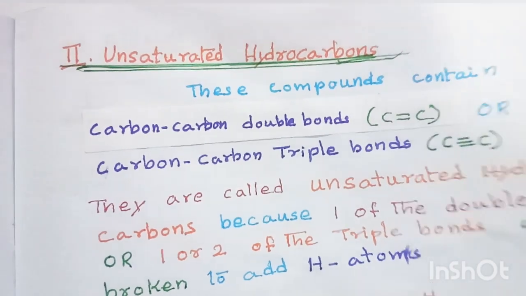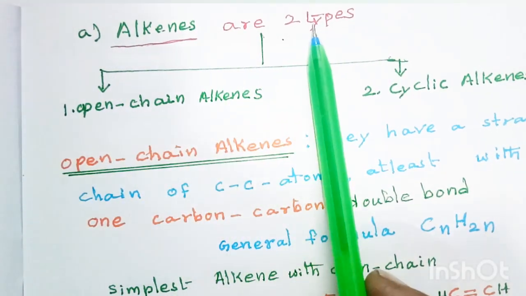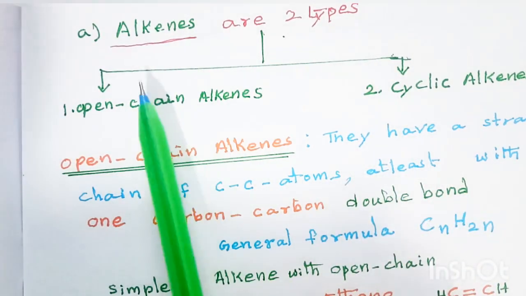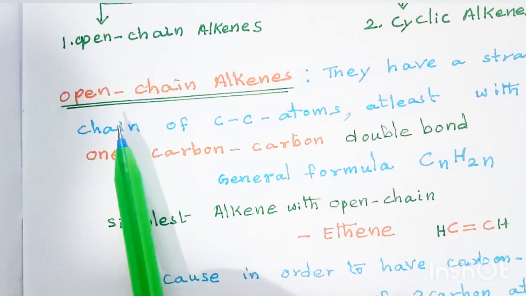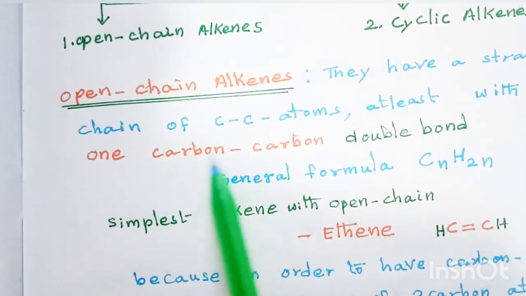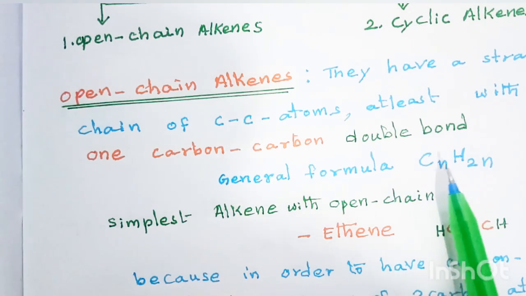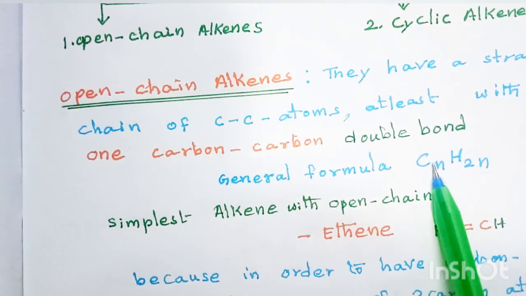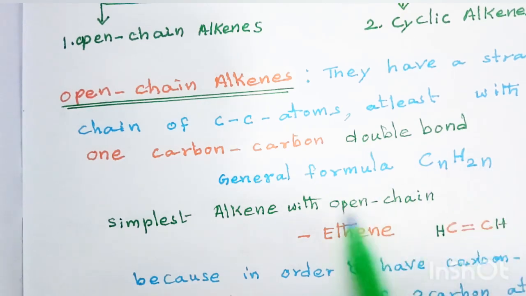Now let us study alkenes first. Just like alkanes, alkenes are divided into two types: open chain alkenes and cyclic alkenes. Open chain alkenes have a straight chain of carbon-carbon atoms, with at least one carbon-carbon double bond. The general formula of an open chain alkene is CnH2n. That is, n stands for the number of carbon atoms, and the number of hydrogen atoms will be double of that.